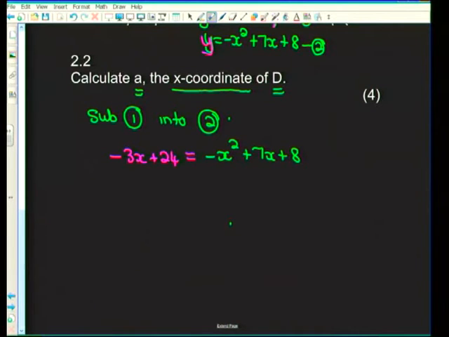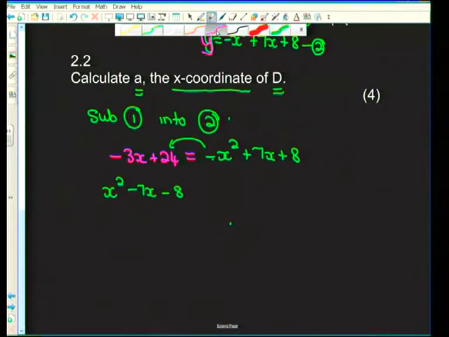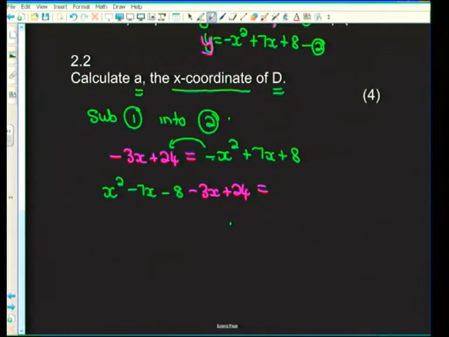And remember what I said to you about avoiding the negative in front of the x squared. So I'm going to transpose it this side, so it will become x squared. This one over here is minus 7x. And this one over here is minus 8. And then I've still got my pink equation, which is minus 3x plus 24. But now it's equal to 0. So if we tidy up, we have x squared. Minus 7x minus 3x is actually minus 10x. And minus 8 plus 24 is actually plus 16 equals 0.